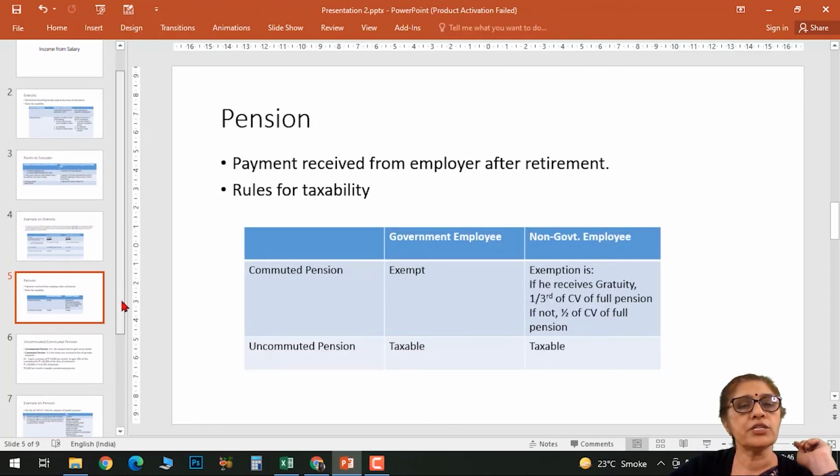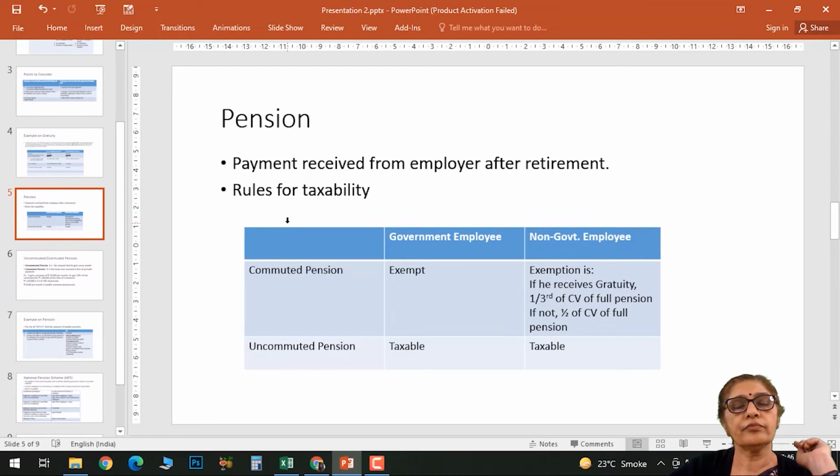Then we have pension. You all know pension is a retirement benefit scheme. Till you are in service you get salary; once you retire you get pension. Now when we talk of pension, we talk of two forms of pension. One is commuted, the other is uncommuted.